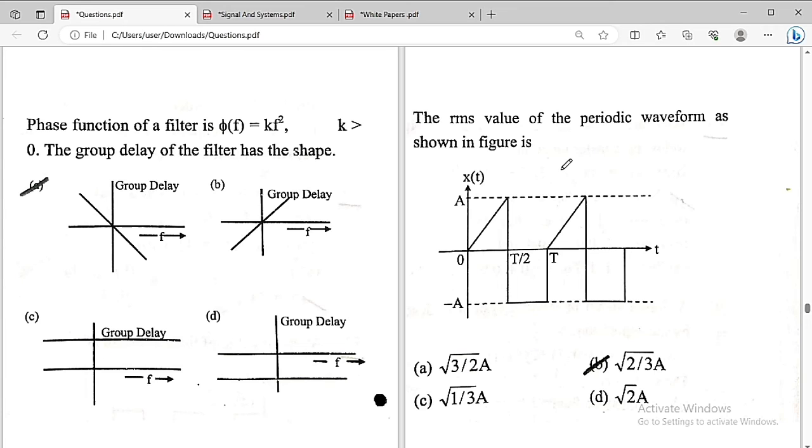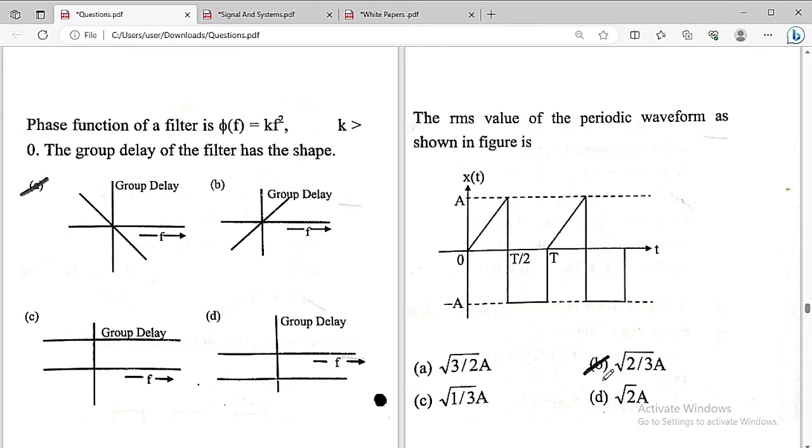They have given a signal x of t, which is a periodic signal. As you can see clearly, the signal has a period of T because the same cycle is going to repeat again after a period of time. That is the reason this is a periodic signal. From 0 to T by 2, it is like a triangular waveform, and from T by 2 to T, it has a constant value of minus A. For this periodic waveform, we have to find the RMS value. Here the peak value is A, here also the peak value is minus A.